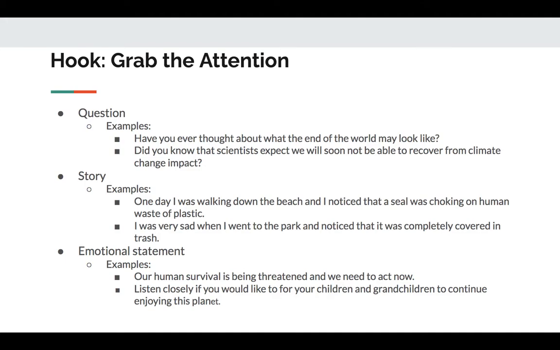Okay, so that's another way you can write a hook. So you can do it in a question, in a story, or maybe even an emotional statement. Okay, so that's a hook, and then later in a bit we'll get a little bit more of a chance to work on that.